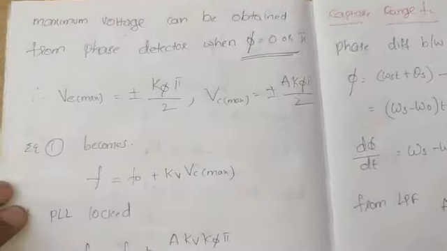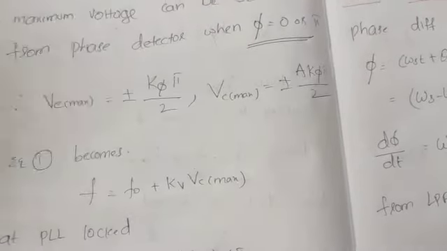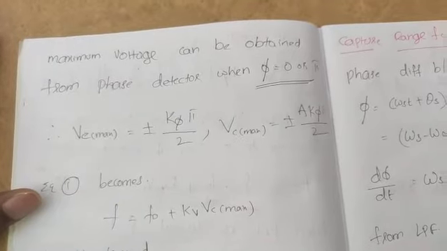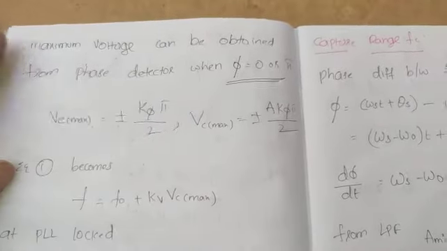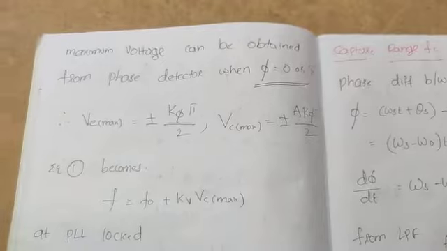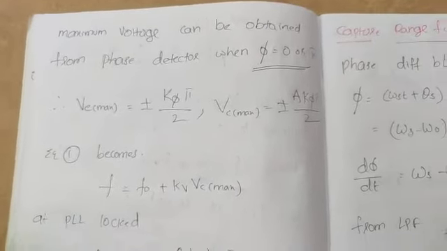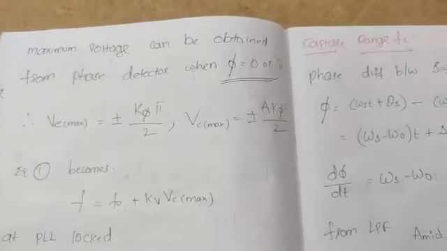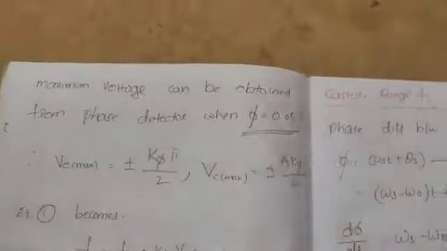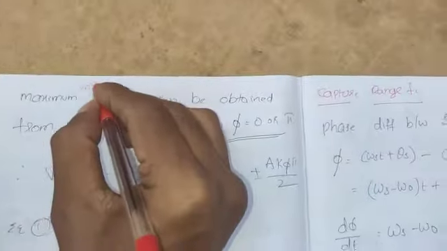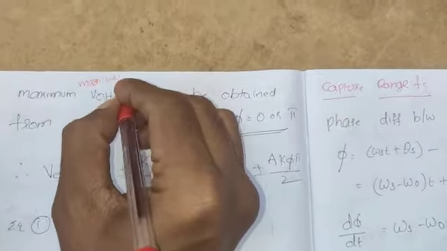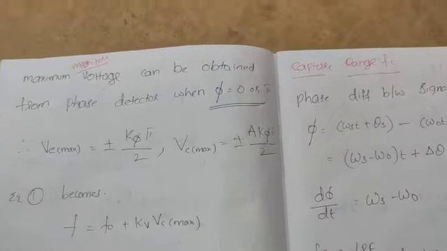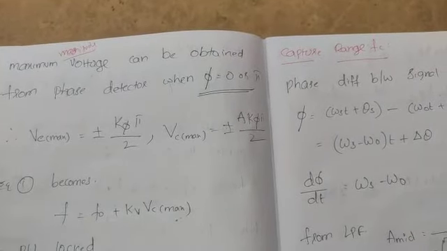Okay, coming to the next point: the maximum voltage that can be obtained from the phase detector. Maximum voltage means we consider the phase angles, say 0, pi by 2, or pi. What happens? This is the maximum magnitude voltage. Magnitude may be plus or minus, but we should get the maximum voltage. It can be obtained from the phase detector when phi is equal to 0 or pi.